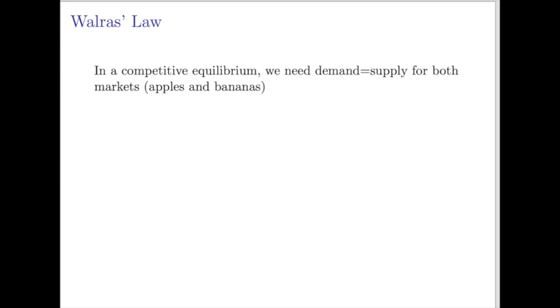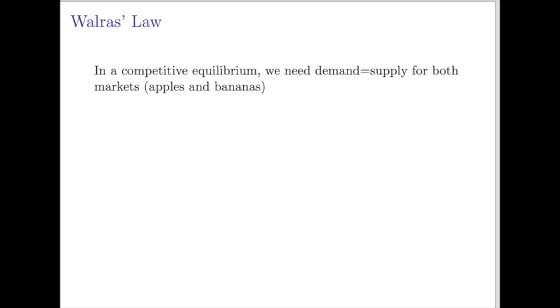Remember that in a competitive equilibrium, we need supply and demand to be equal to one another for each of the two goods. So the markets for both goods, apples and bananas, have to clear. Just a reminder, when we say that the market clears, we mean that the supply and demand are equal to one another.